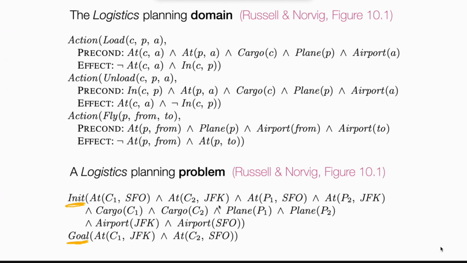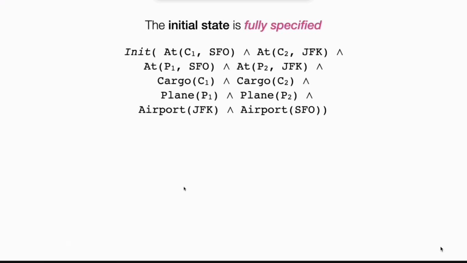Now you should be starting to go, okay, I've seen this in the search world. This is now the same in the planning world, right? We've got our initial state and we've got our goal state. Our action language tells us how to move between them, and we'll talk about algorithms in a minute. So some things to note. The initial state must be fully specified. Everything that is true must be included in that initial state.